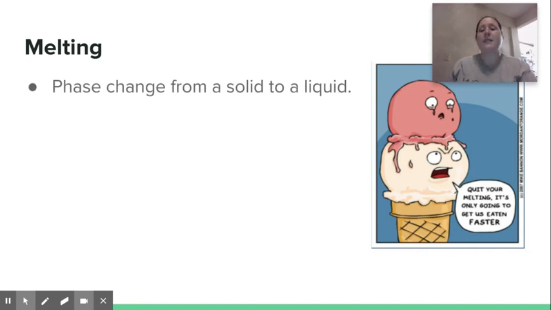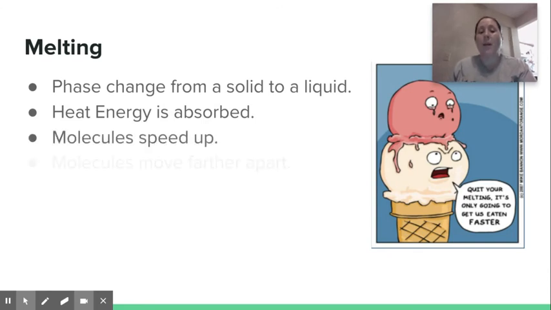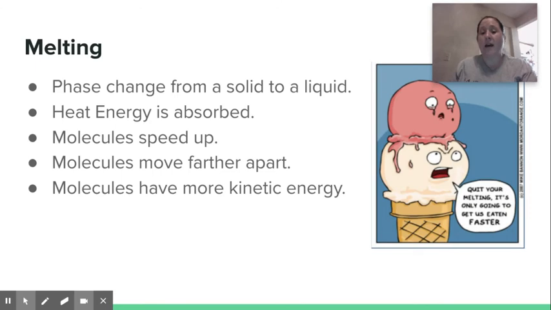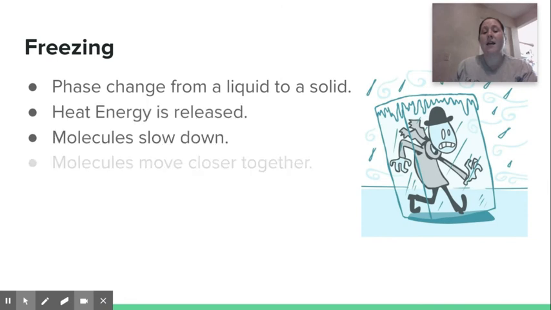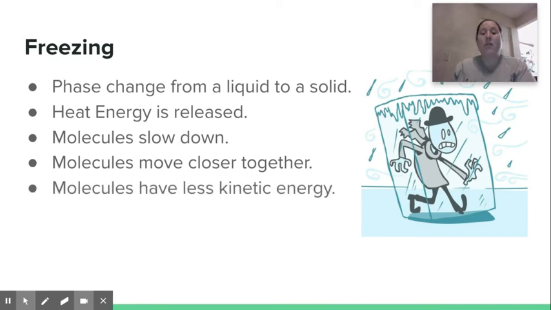So again, melting is from a solid to a liquid. Heat energy is going to be absorbed. Molecules speed up. Molecules move further apart. And molecules are going to have more kinetic energy. In freezing, the phase change is from a liquid to a solid. Heat energy is going to be released. Because it's released, molecules are going to slow down and they're going to move closer together. And molecules are going to have less kinetic energy.